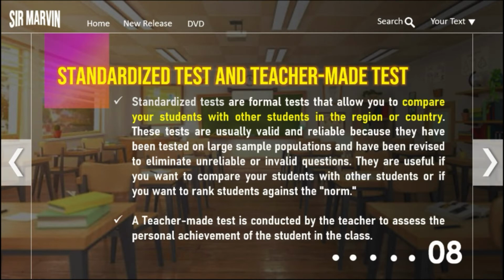And then dun sa teacher-made test naman, napakasimple lang from the word itself, gawa ni teacher na usually ginagamit niya lang to sa kanyang class or sa loob ng classroom or just to measure personal achievement of the student in the class.